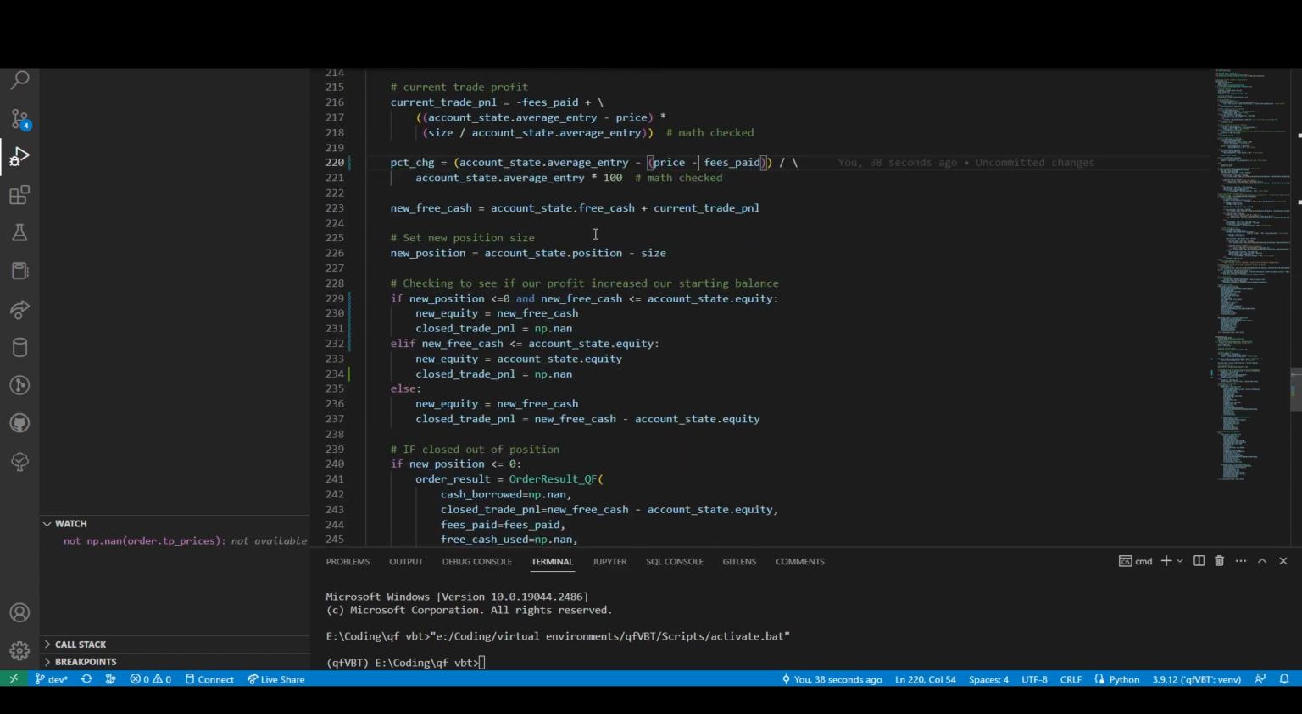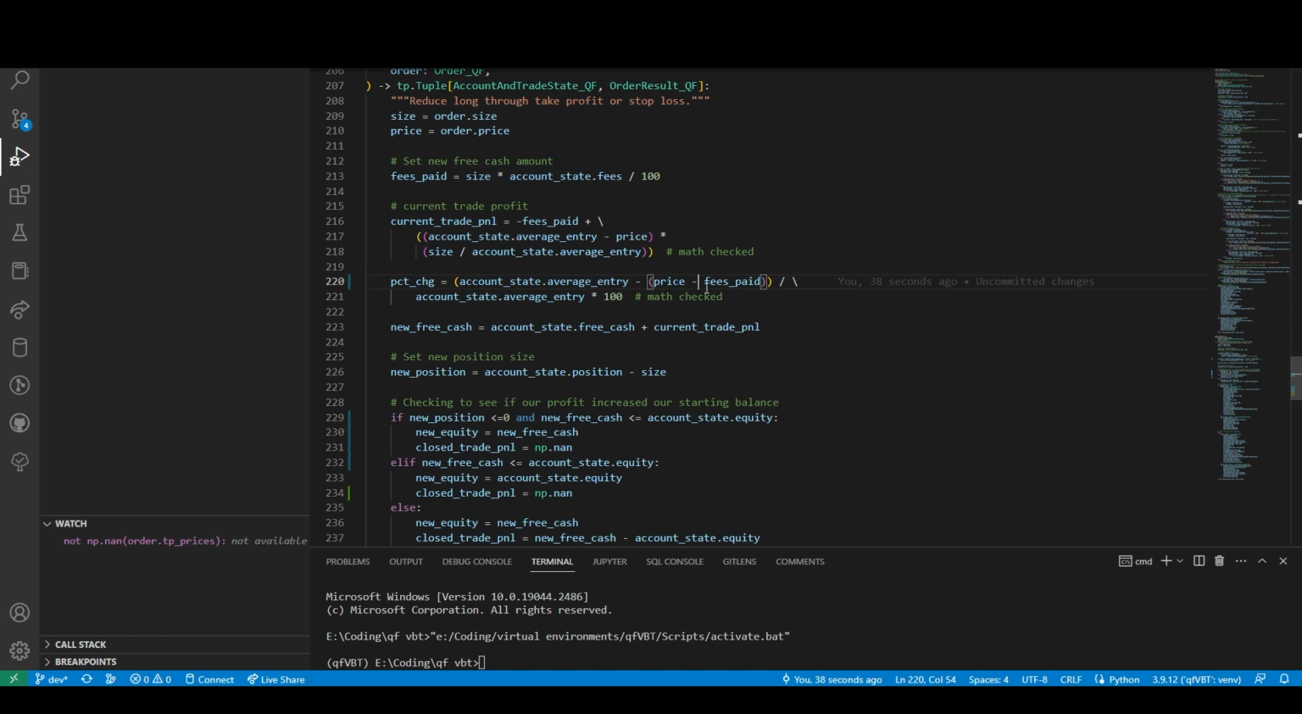Where is this at? Yeah, we need to subtract our average entry minus this, so we need to go even further. So we have our price minus that, because the fees are going to start to bring us back up. So the fees always make you go up in price.